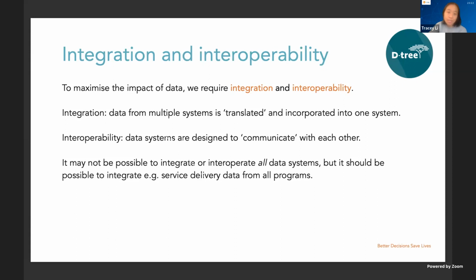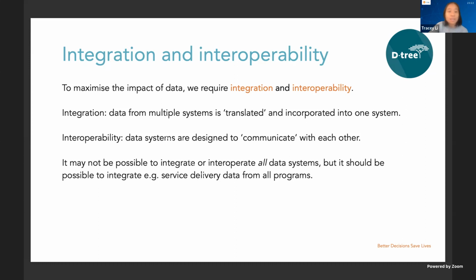Therefore, if we want to maximize the impact of data, we have to bring these separate data sets together, and that's why we require what's called integration and/or interoperability. If you're not familiar with these terms, integration means that data from multiple systems is, in quotation, translated into the format of one system, and then all that data is incorporated into a single system. Whereas interoperability means that data systems are designed to communicate with each other. So they can sort of talk to one another, they can transfer data between these different systems.